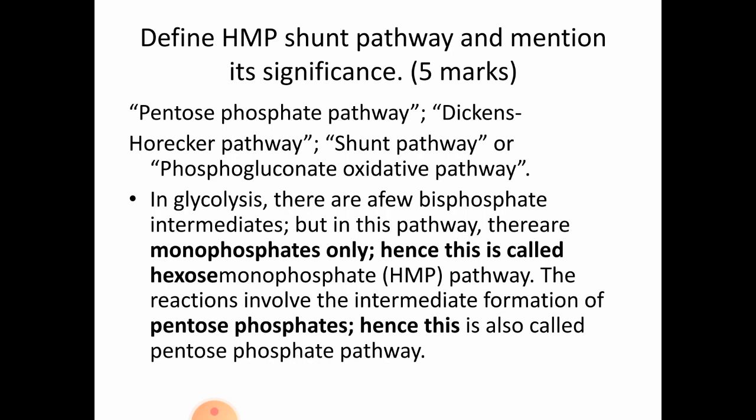Other names of HMP shunt pathway include pentose phosphate pathway, Dickens-Horecker pathway, shunt pathway, phosphogluconate oxidative pathway. So the other names can also be asked. If it is asked as a 5 marks question including the definition, you need to first explain what it is, what you mean by a shunt pathway, and why it is called a shunt pathway.